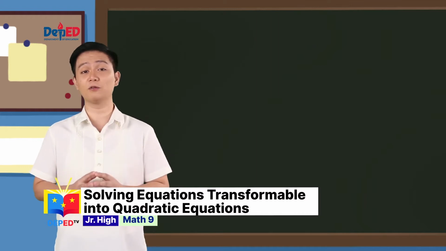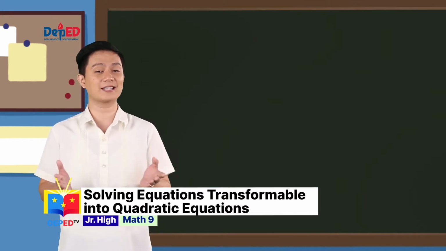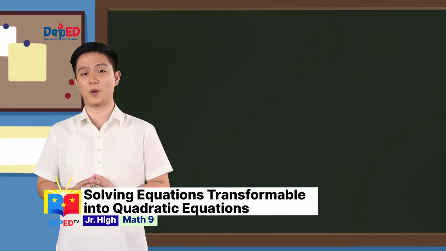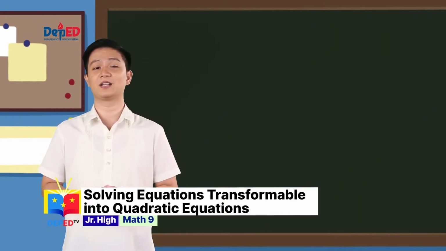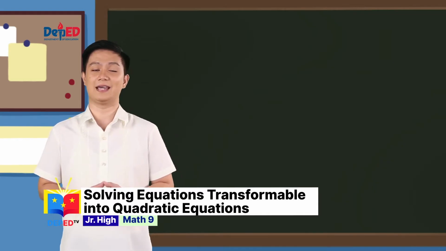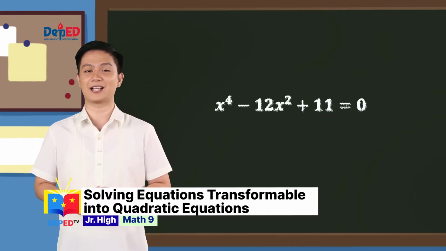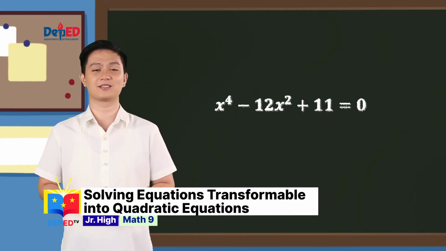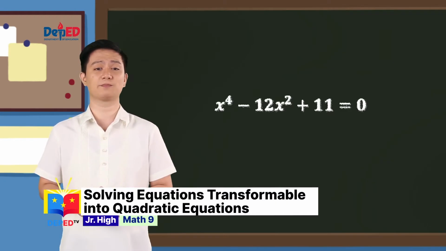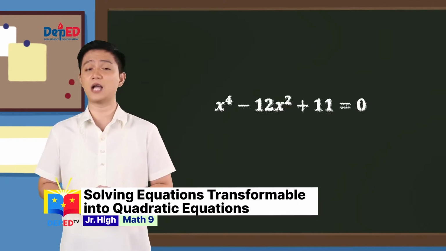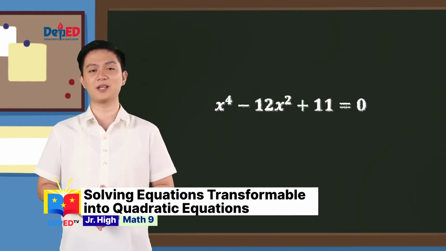We are still on solving equations, and in today's episode, we will deal with equations that can be transformed into quadratic equations. An example of this is the equation x to the 4th power minus 12x squared plus 11 equals 0. This equation is not quadratic because the highest exponent of the variable is not 2 but 4. But we can rewrite it as a quadratic equation.